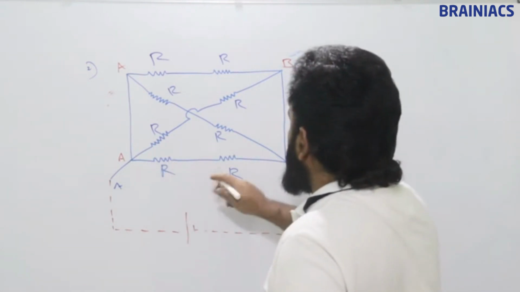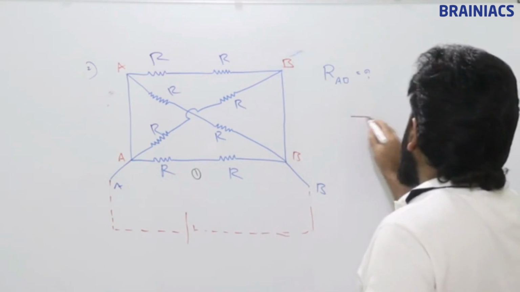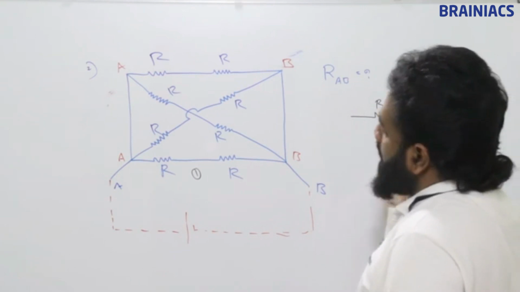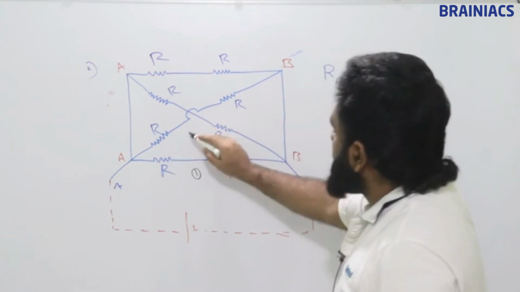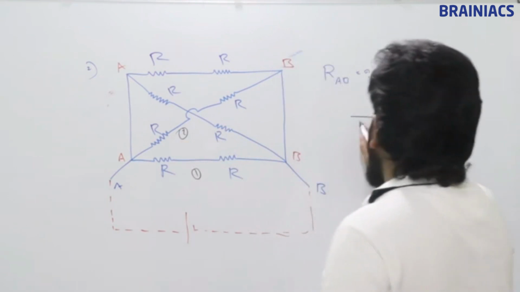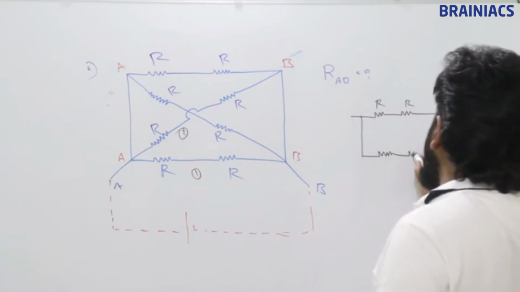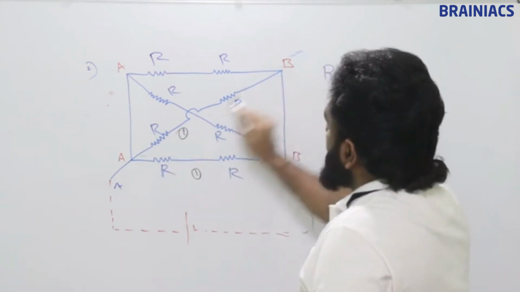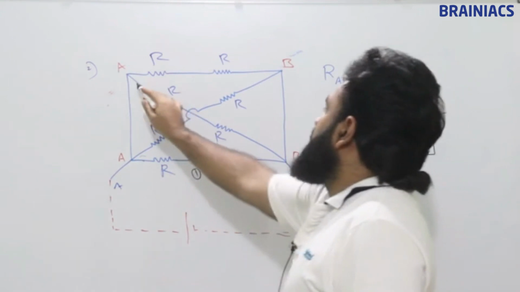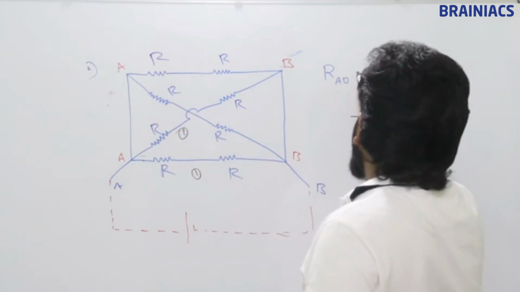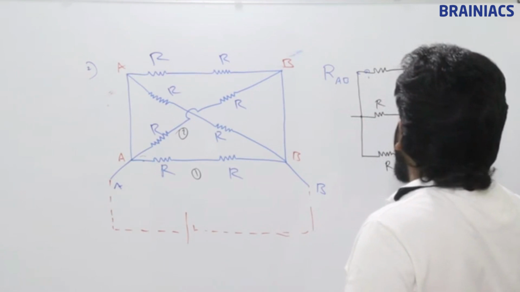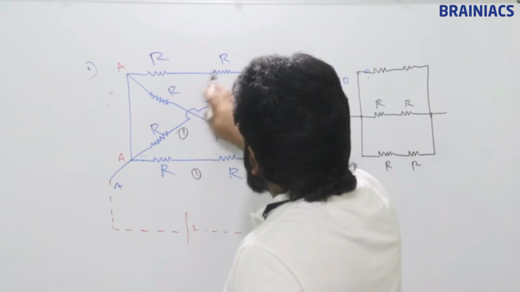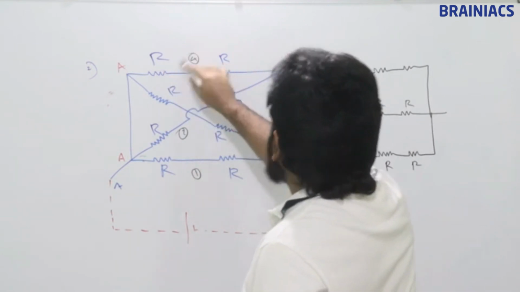Now A and B, so let's take the first one. R, R. This is B, this is A. Let's take this as the second one. R, R. So this is also between A and B. What about this? This is also between A and B. So the third one is done. This is also between A and B, this is the fourth one.